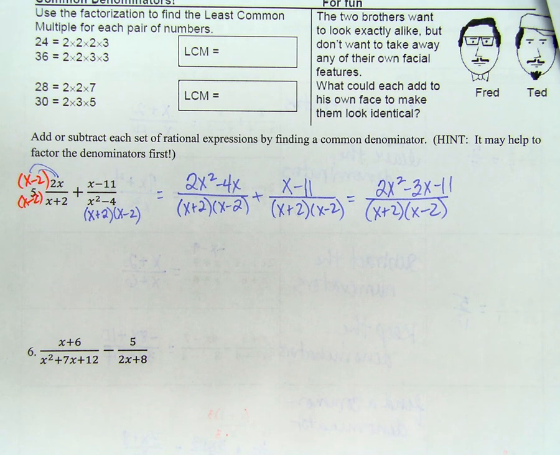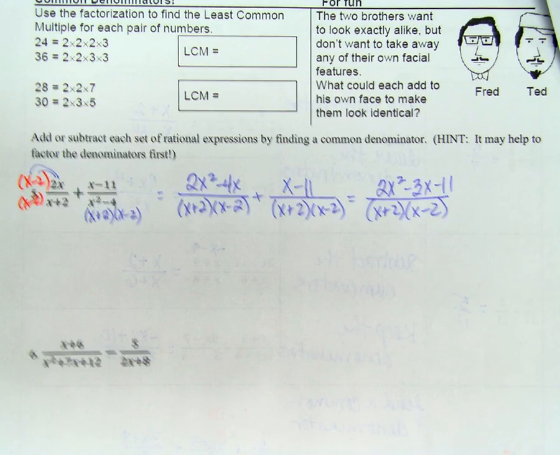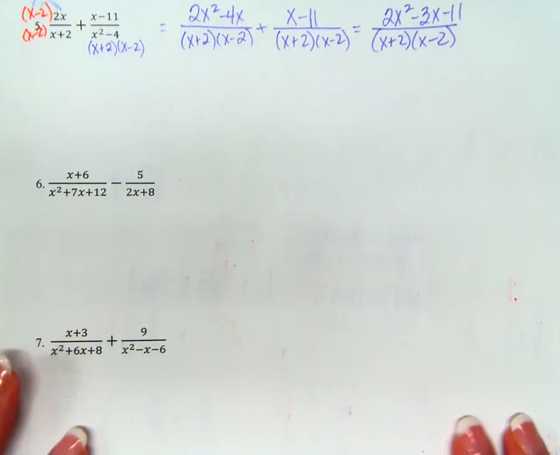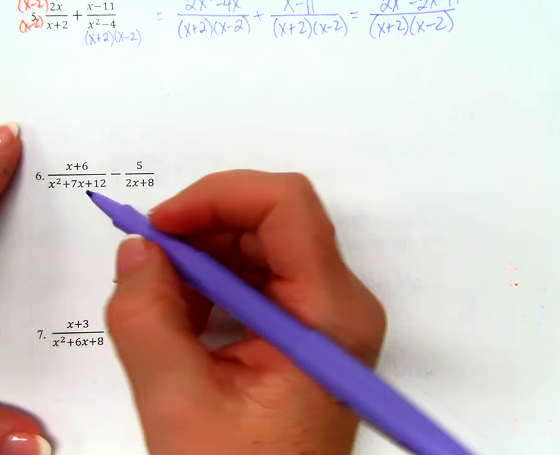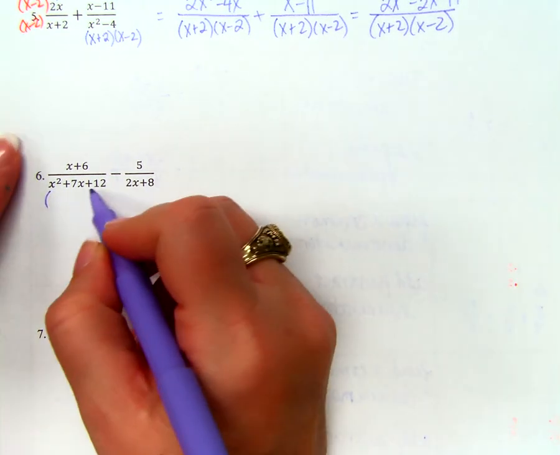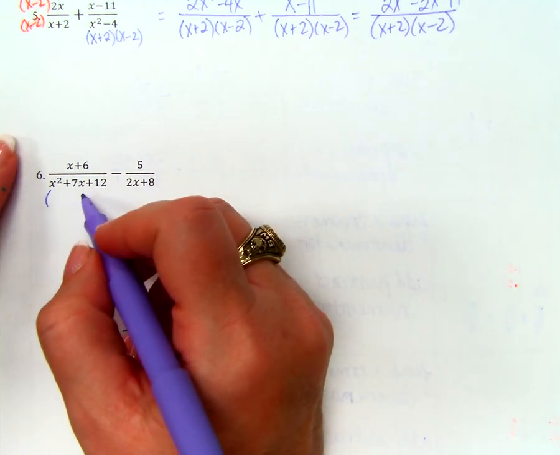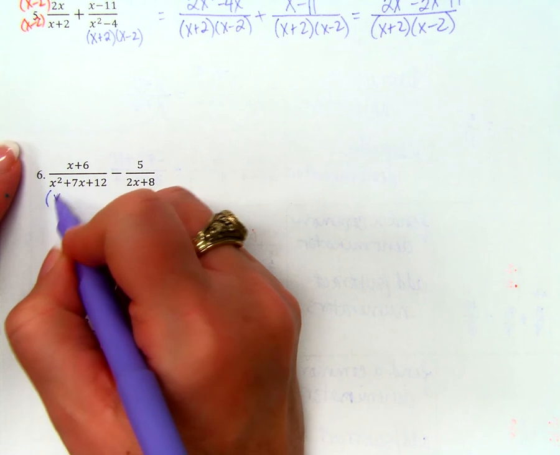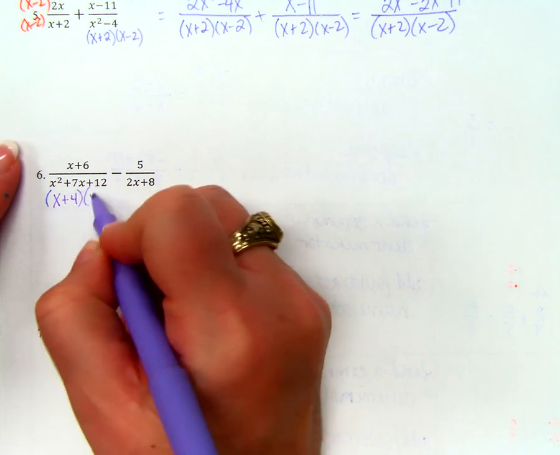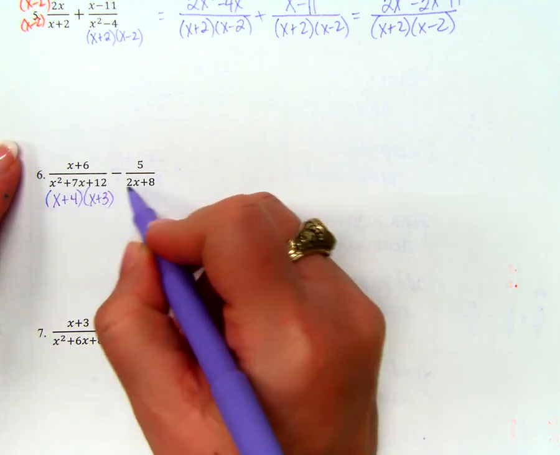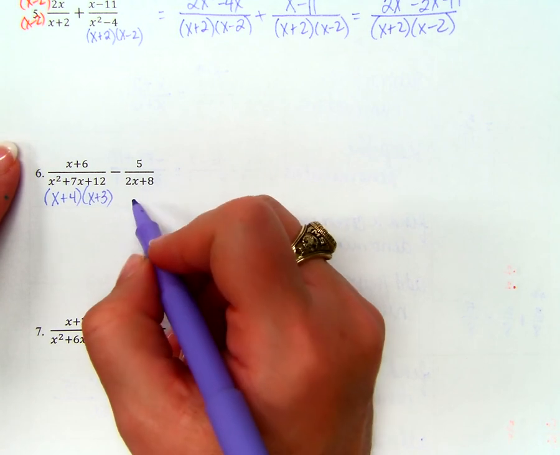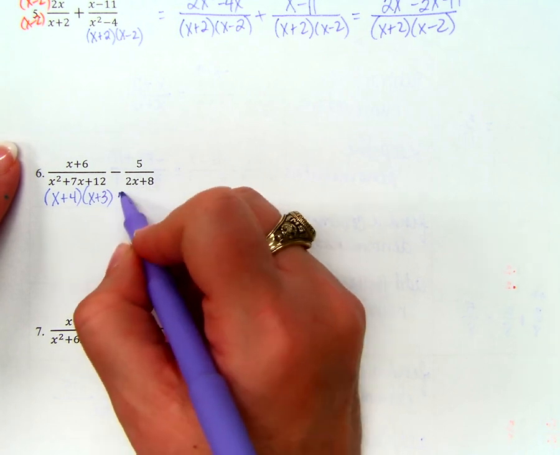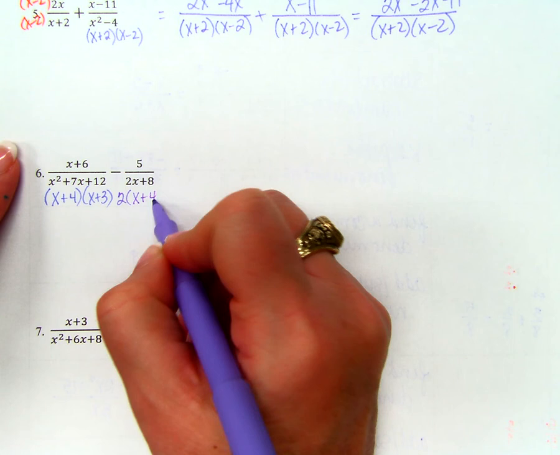Any questions? Look at number 6. What do I need to do first? Factor the denominators. So does this factor? What is it? So x plus 4 and x plus 3. Does this one factor? You can take a 2 out of it, right? They're both divisible by 2. So I get x plus 4.